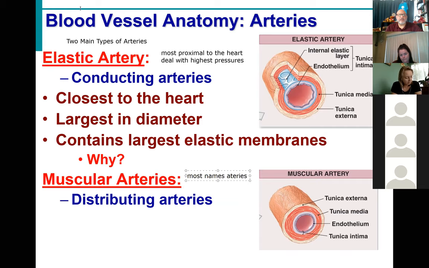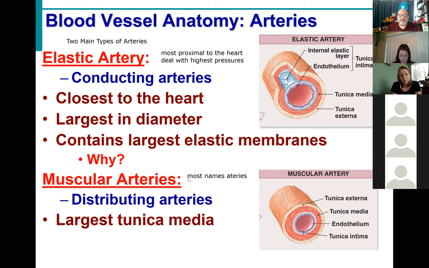These have the largest tunica media. And again, they're the distributing arteries because their job is to distribute, determine where the blood goes by changing their diameter. When they change their diameter, they change blood flow. Where do I want it? I want that.